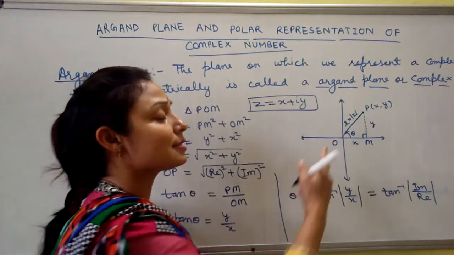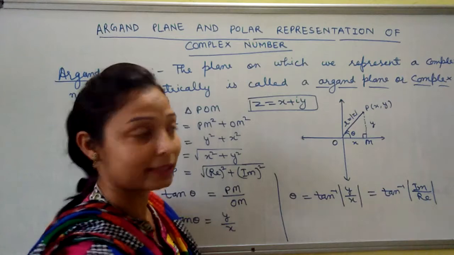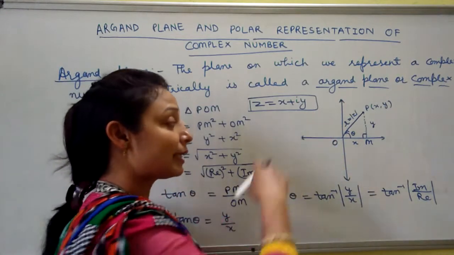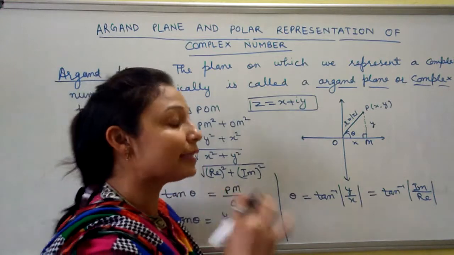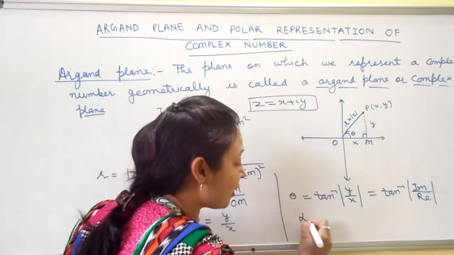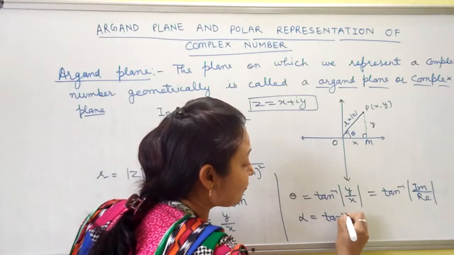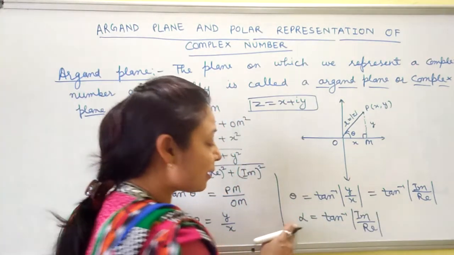Actually for theta, it is not necessary that OP lies in the first quadrant only. It may lie in the second, it may lie in the third, it may lie in the fourth. Only to find theta we have some formulas. That's why we have taken it as alpha. So alpha is tan inverse imaginary upon real. We will find theta by using alpha.